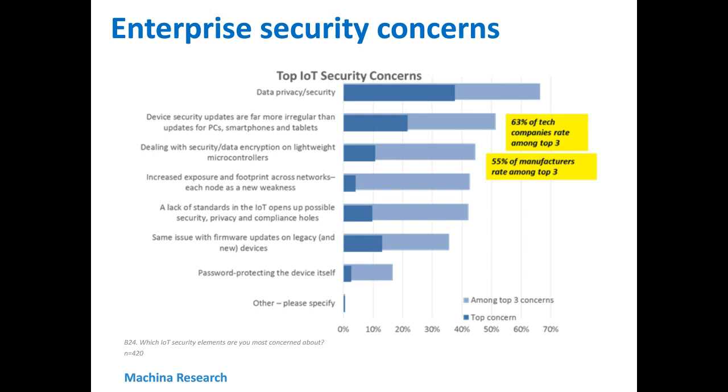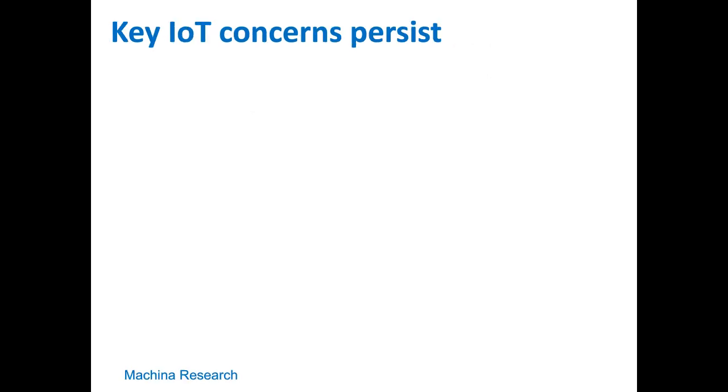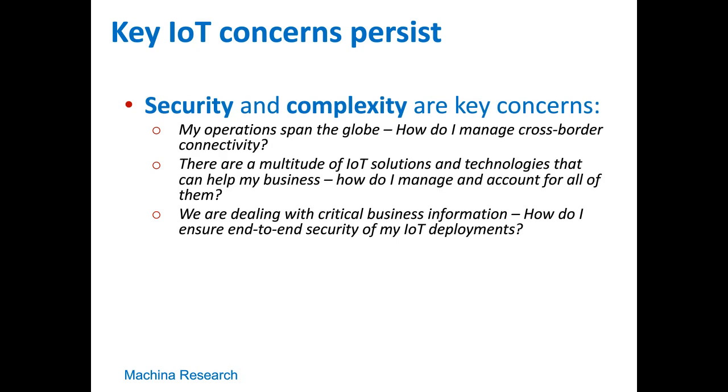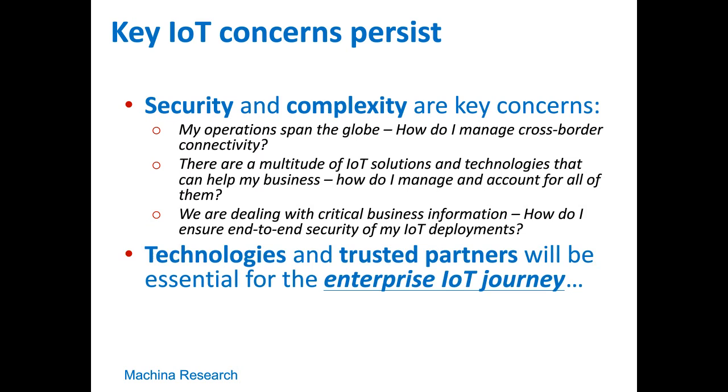So, this really brings us to the key themes: the key concerns around IoT do persist to this day. And they really revolve around the security and complexity that is inherent in any IoT implementation. These are just a few quotes and anecdotes from enterprises when we talk to them. And I think it really comes down to this notion that what we really need to look at is the technologies and the key partners that will allow us to implement those technologies effectively as we go through that enterprise IoT journey.